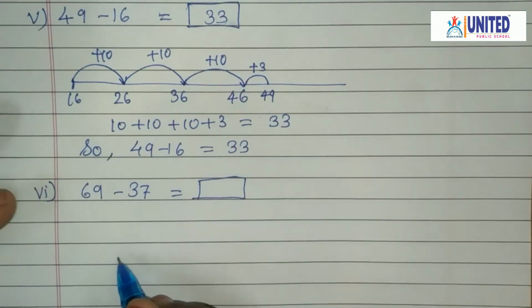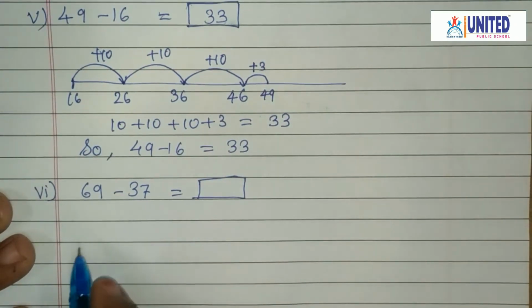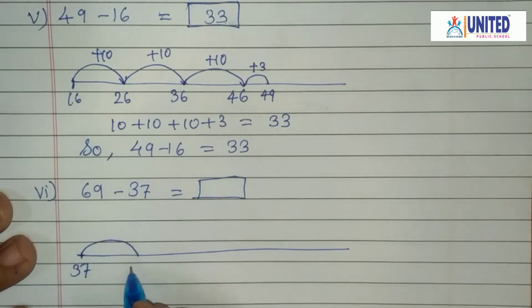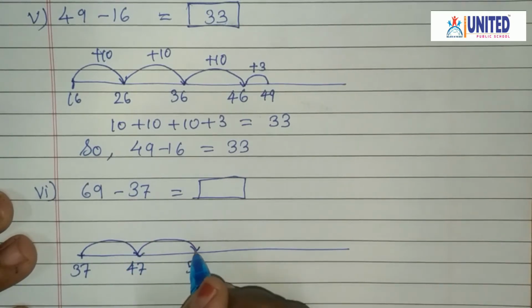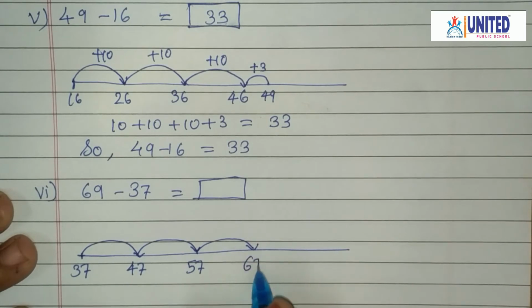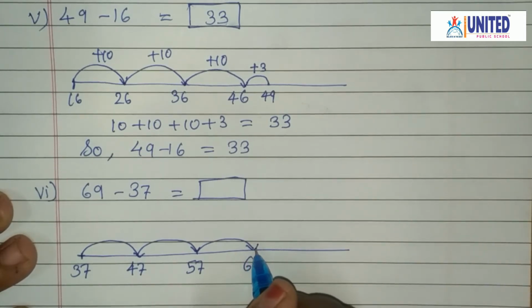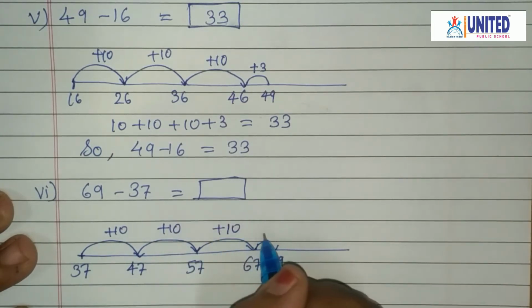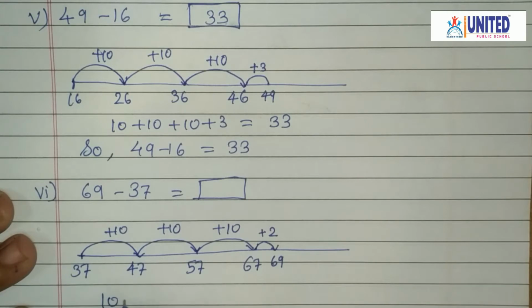Okay, now number 6, 69 minus 37. So again we can draw one line. Start from 37. 37 plus 10, that is 47. 47 plus 10, that is 57. 57 plus 10, that is 67. And 67 plus 2, that is 69. Okay, so plus 10 plus 10 plus 10 and plus 2. So write down 10 plus 10 plus 10 plus 2, that is equal to 32.